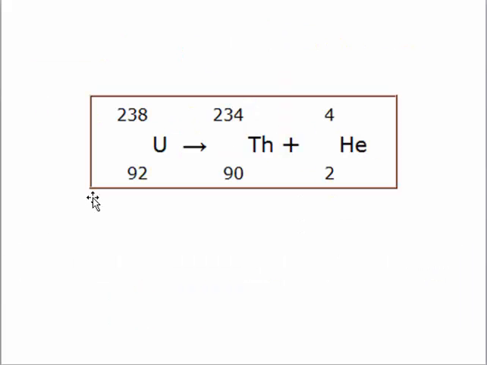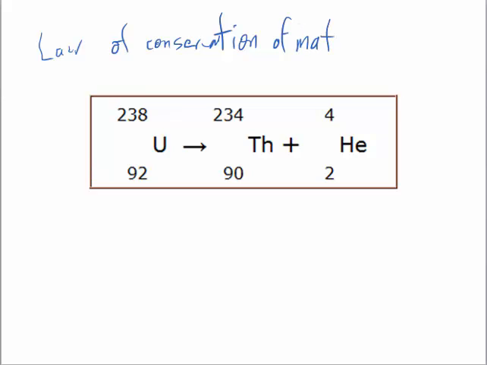So if we look at some examples here, we notice that the reactant side and the product side always have to be equal, because there's an important law that you have to know. It's called the law of conservation of matter. And this states that you can't destroy mass and you can't create mass. Mass is conserved. Mass cannot be created or destroyed.